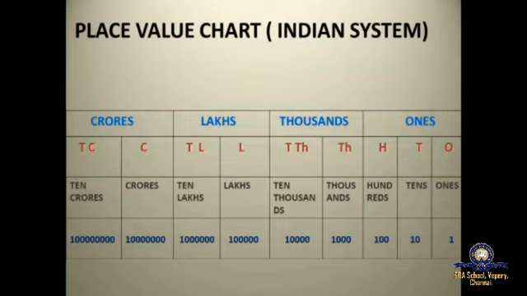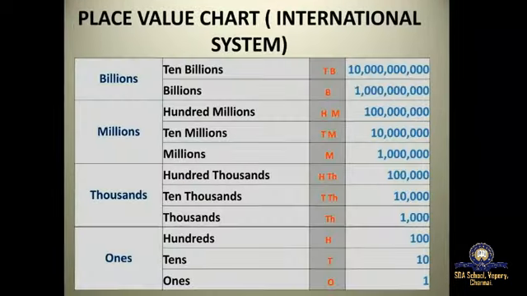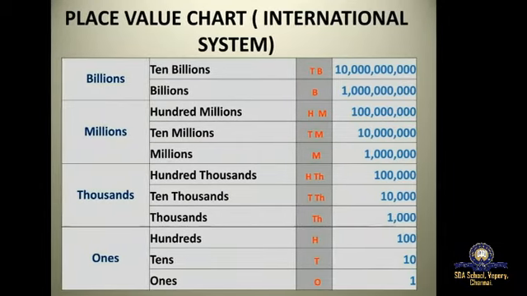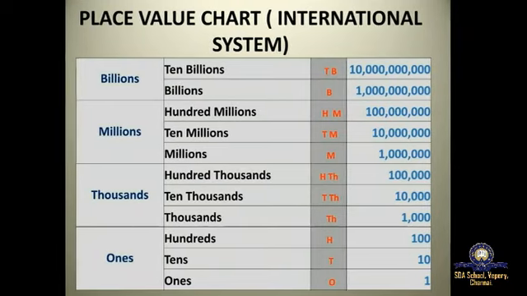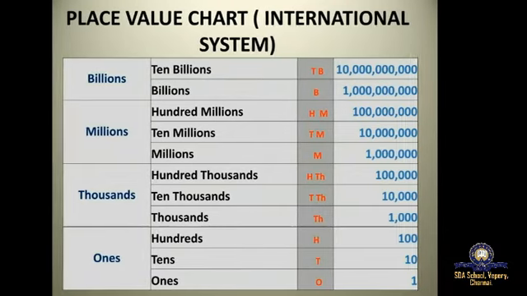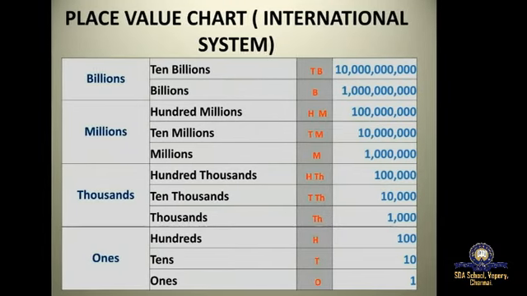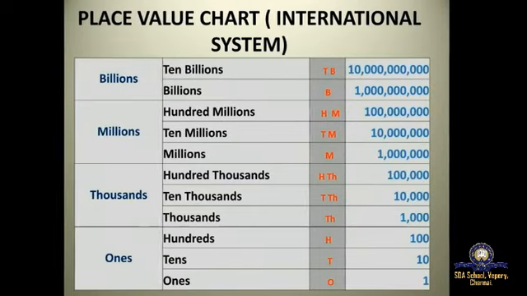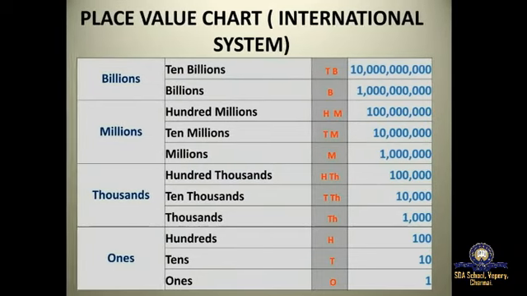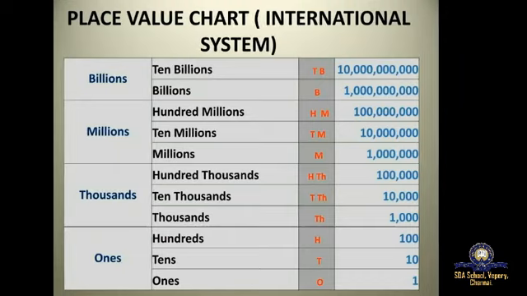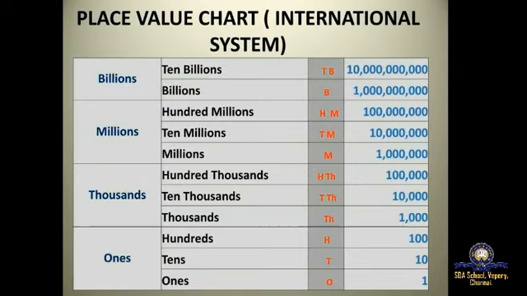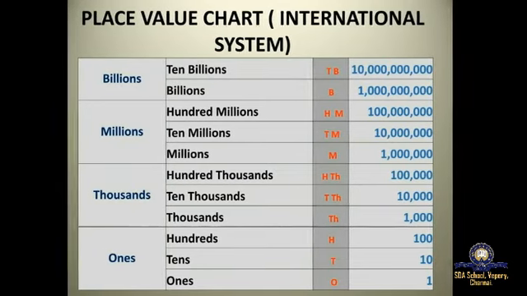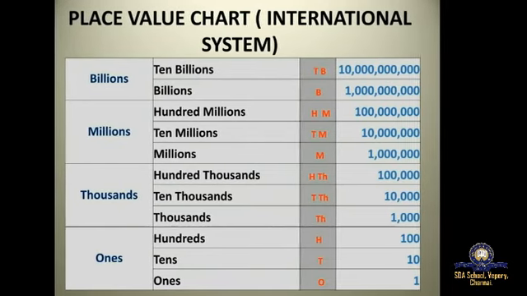So in today's class, we'll be looking into the place value chart of international system. It is almost similar to the Indian system, but the lakhs and the crore place in the Indian system differs in international system. Here, the ones, tens, and the hundreds place come under the ones period. Thousands, 10,000s, and 100,000s come under the thousands period. Then million, 10 million, 100 million come under the millions period. Billions and 10 billions come under the billions period.